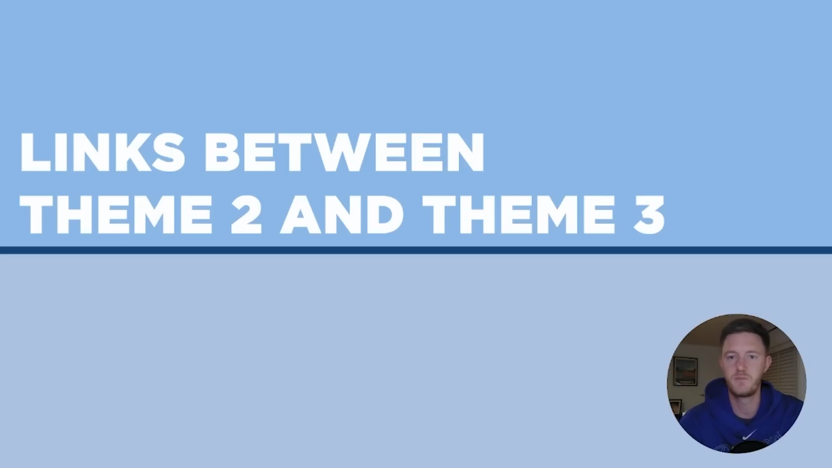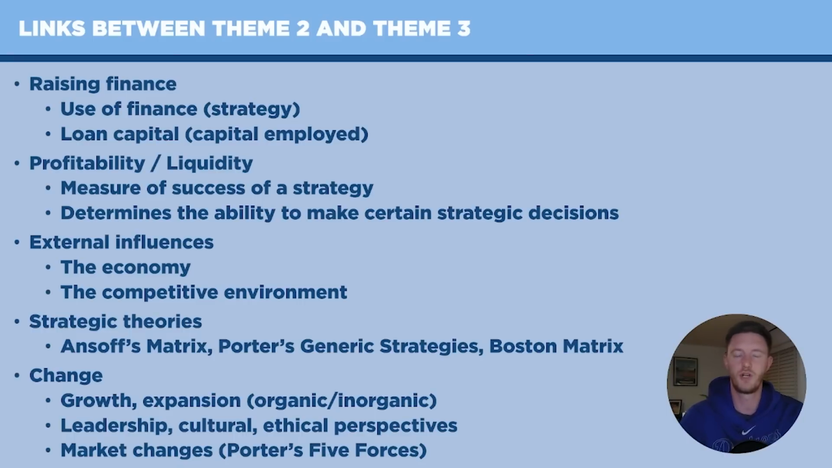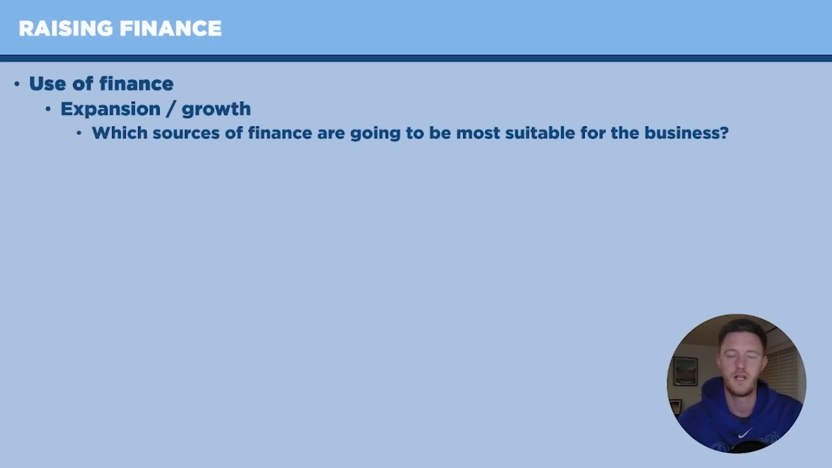So let's have a look at links between theme 2 and theme 3. These are the things that we're going to look at. We're going to look at finance, profitability and liquidity, external influences, strategic theories, because I said they come up every single year, so we want to go through those. And I mentioned change is a running theme throughout this entire unit as well, so we're going to look at that too. So let's start with raising finance.